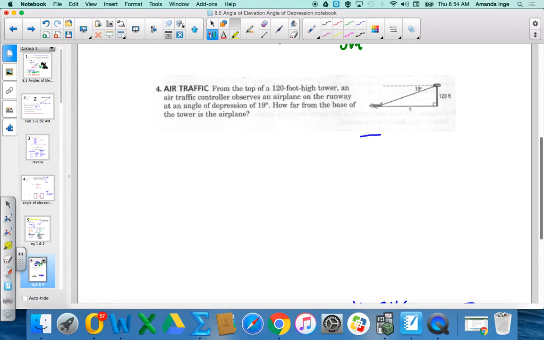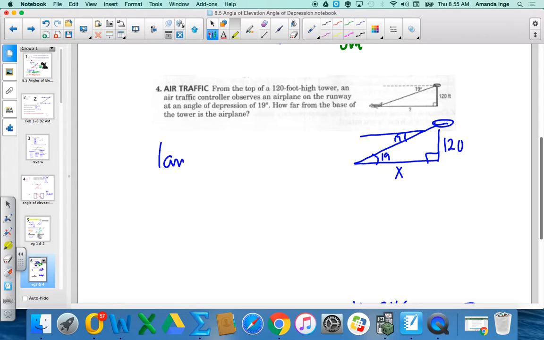So, once again, if you draw yourself a Z, you got your tower over here, it's 120 feet. Okay, this is 19 degrees, so that's 19 degrees. And you're looking for this distance here. So, we have a degree, we have the opposite, and what are we looking for? The adjacent or the hypotenuse? Adjacent. So what are we going to use?